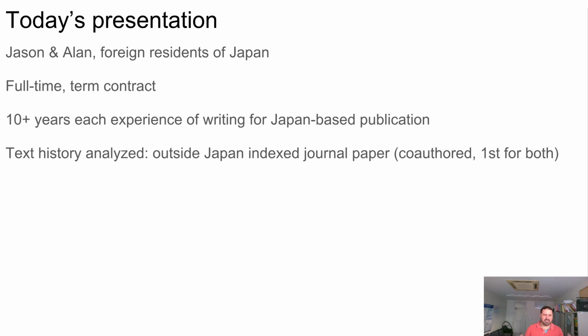And the text history of theirs that I analyzed was an outside-Japan indexed journal paper. Indexed here means that it's included in one of the international indexes of journals, which means that it's generally considered quite a prestigious journal. And Jason and Alan wrote this as co-authors. It was the first time for both of them to write a paper and publish in an indexed journal outside of Japan.